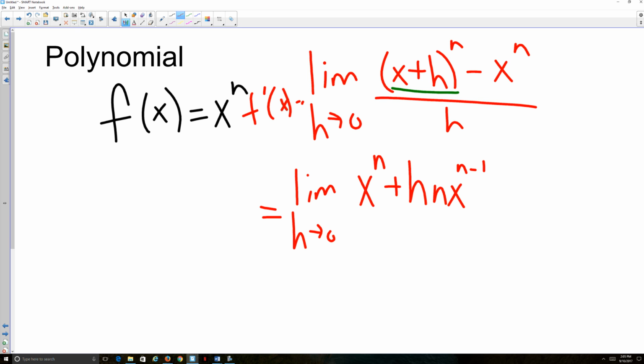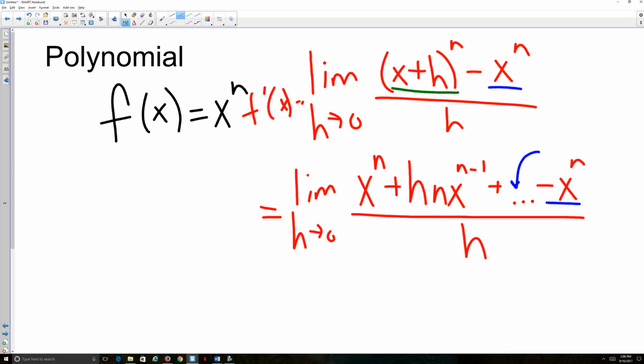And then I didn't quite do that right, but that's okay. Plus, then everything else is going to have multiple h's in it. And then minus x to the n, this is this right here. Okay, we don't know exactly what's inside here, but we do know that all of those are going to have multiple h's. So we're going to divide out by h again. And so this and this will subtract away. And then I'm going to write this in. This all has multiple h's.